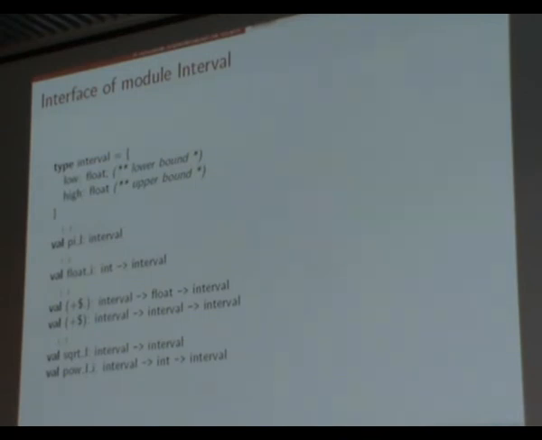This is the interface of the interval module. So this is the basic interval type, the lower bound and upper bound. We define constants such as pi underscore I, which is an interval that contains the exact value of pi. We have conversion functions, addition functions between two intervals, between an interval and a float. And we have elementary functions, square root, and the power functions, etc.